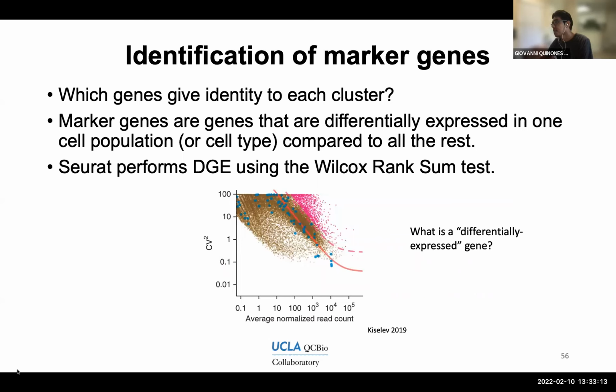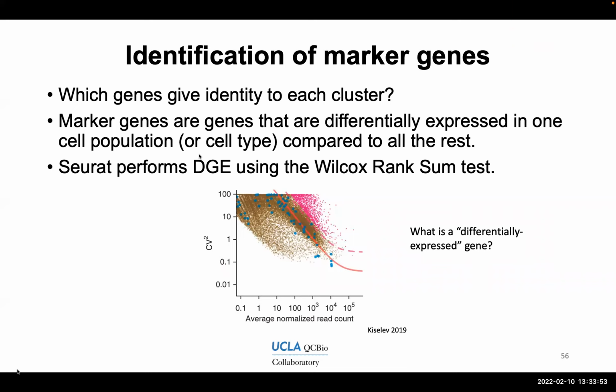Great. So like I mentioned before, the next step is the identification of marker genes. And so first we'll start by defining what exactly a marker gene is. Marker genes are those that give each cell cluster an identity, because what we've used so far is the gene expression profile for these different cells, and we're trying to group together those that have similar expression patterns.